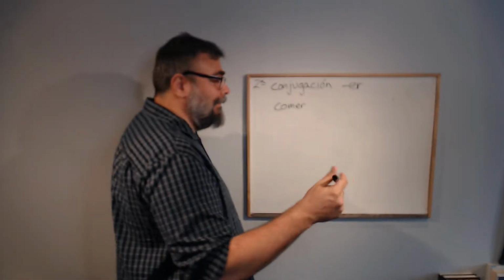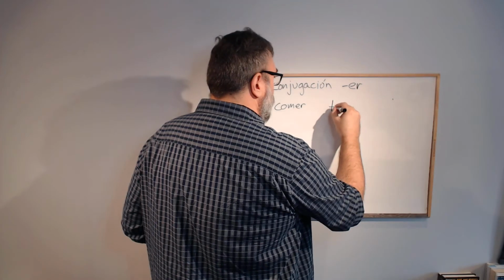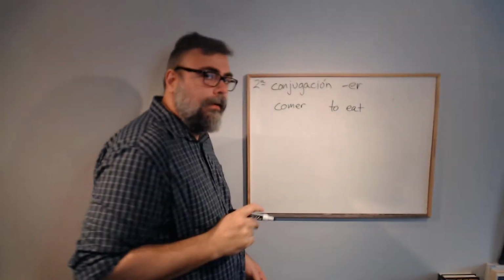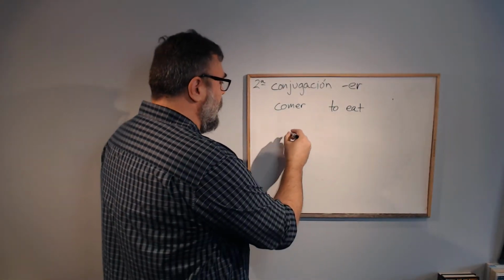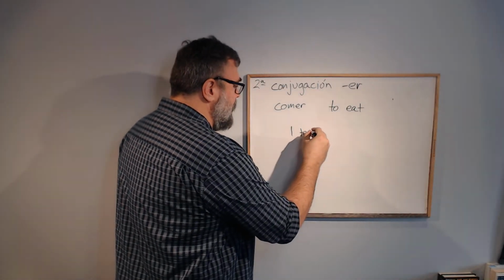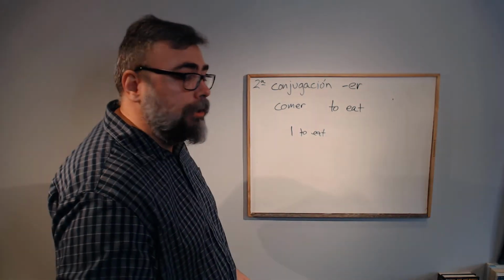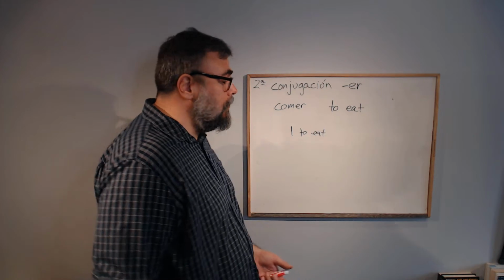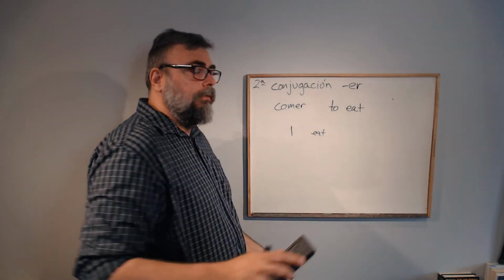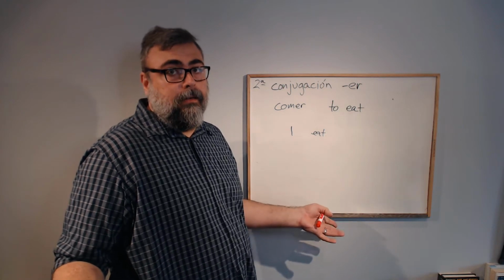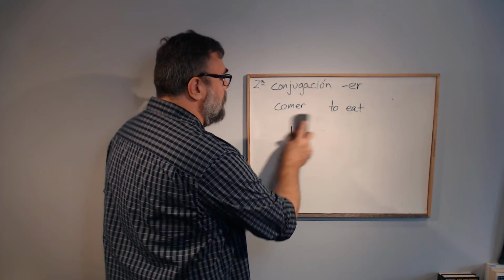Comer en inglés es to eat. Now, we can't say I to eat. All right, that's wrong. We need to conjugate it. And believe it or not, in English, we do conjugate. It just looks a lot simpler. I eat. That's conjugated. And that's a sentence.